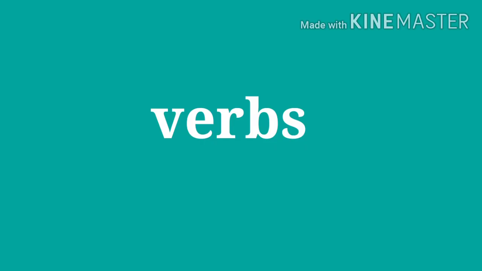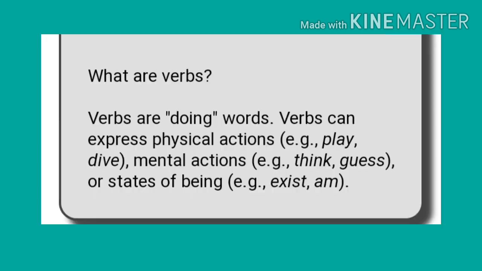Verb is the most important part of a sentence because it shows what the subject is or what the subject does. Without a verb, we can't make a complete sentence. Let's learn how the verb works in a sentence. Now let's start learning the verbs in English.